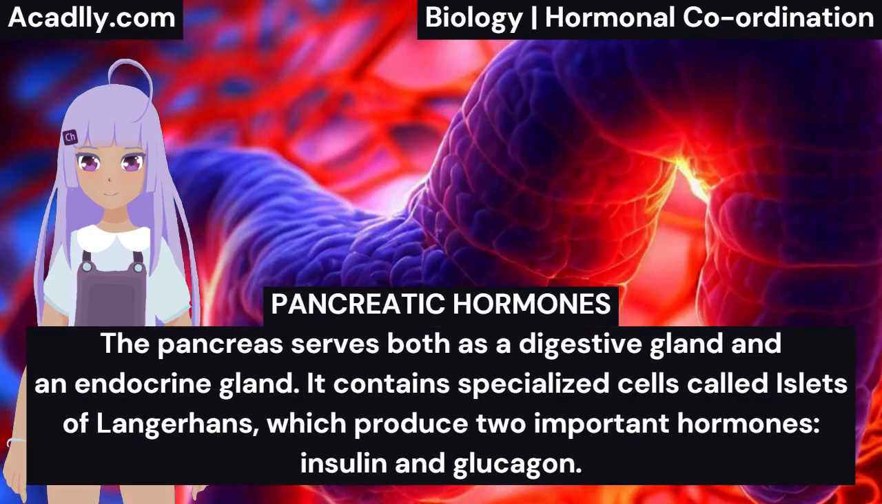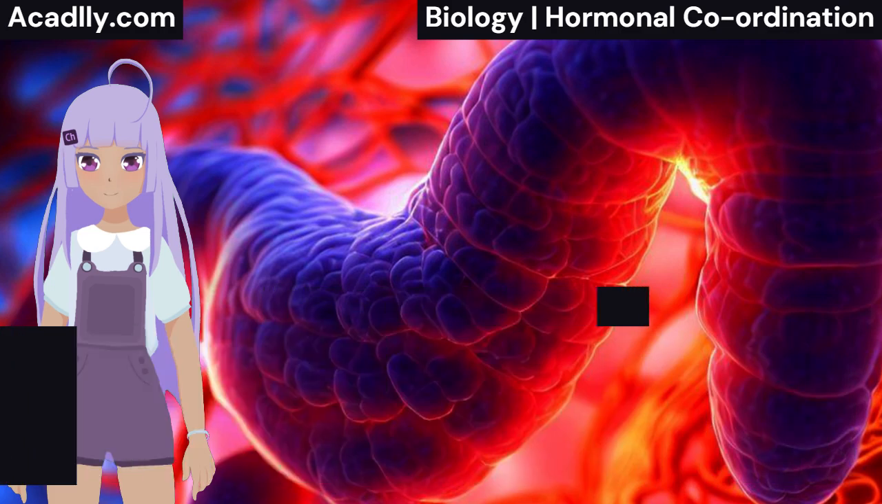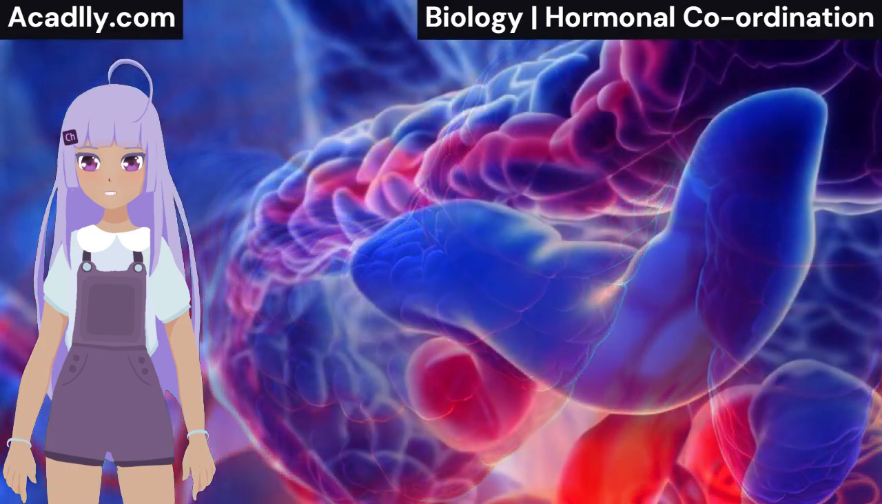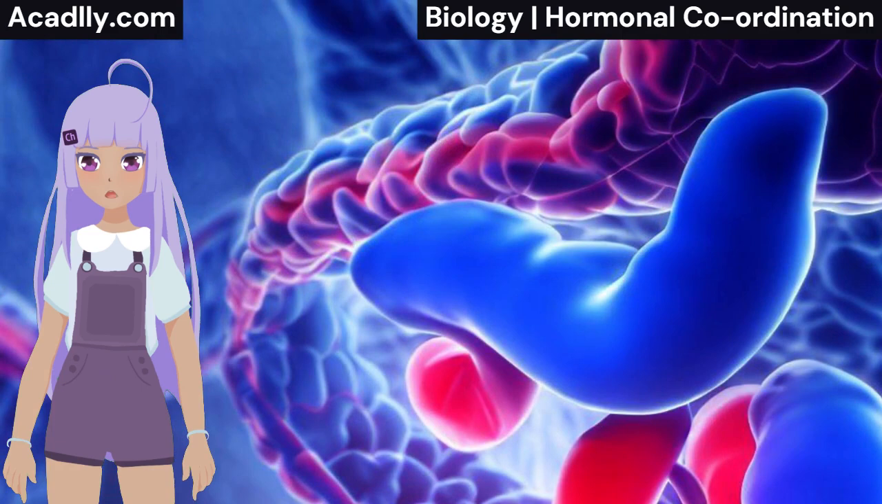Pancreatic hormones. The pancreas serves both as a digestive gland and an endocrine gland. It contains specialized cells called islets of Langerhans, which produce 2 important hormones: insulin and glucagon. Insulin lowers blood glucose levels by stimulating liver cells to convert excess glucose into glycogen for storage in the liver and muscles. Deficiency of insulin leads to diabetes mellitus, characterized by glucose excretion in urine, reduced appetite, and increased thirst.